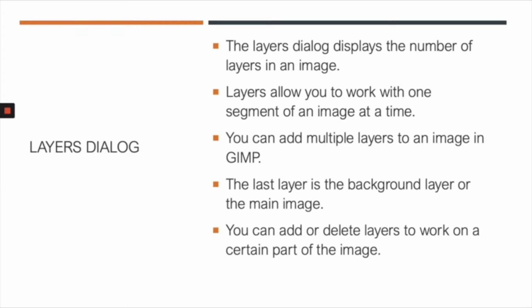You can add multiple layers to an image in GIMP. The last layer is the background layer or the main image. You can add or delete layers to work on certain parts of the image. You can either add a couple more layers to make your picture more presentable, or you can delete a few layers if needed in the layers dialog.